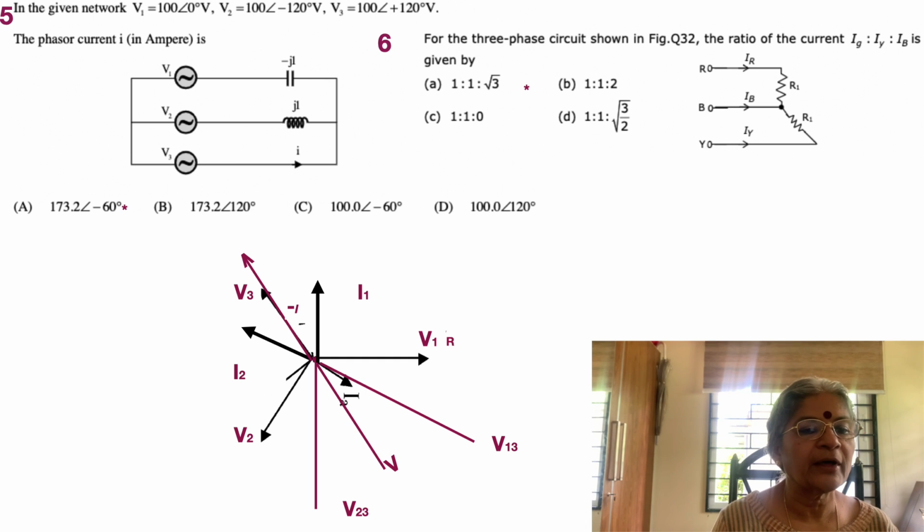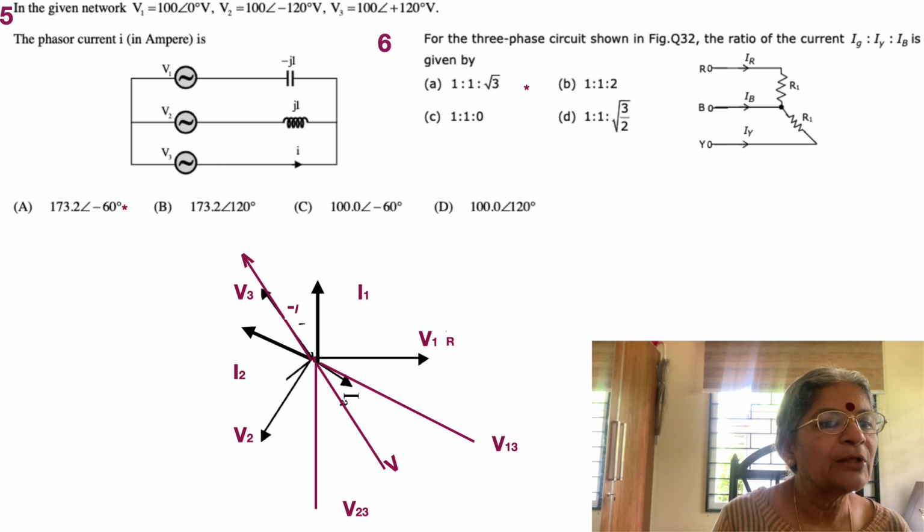So now what is the current? You can see that it's going to be root 3 times this, and thereafter you can also find the angle. The answer is now going to be 173.2, because the division has always been by 1, and then the angle is minus 60 degrees. You can just draw it once, it will be very clear to you.